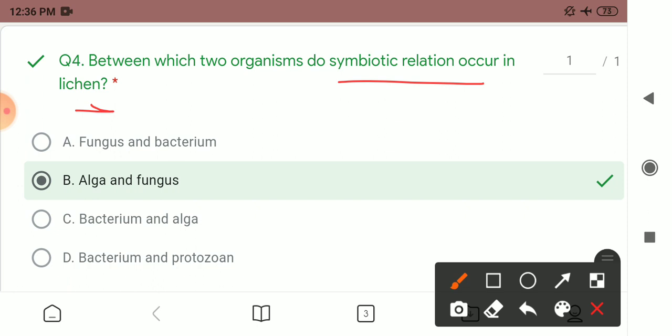So here lichen is the symbiotic relation between alga and fungus, in which the alga has the chlorophyll, so it makes its own food and it gives the food to the fungus, and in return alga gets shelter or space. So this is how they are sharing the basic needs. So this relation is known as the symbiotic relation, and in lichens alga and fungus are there in this relation.